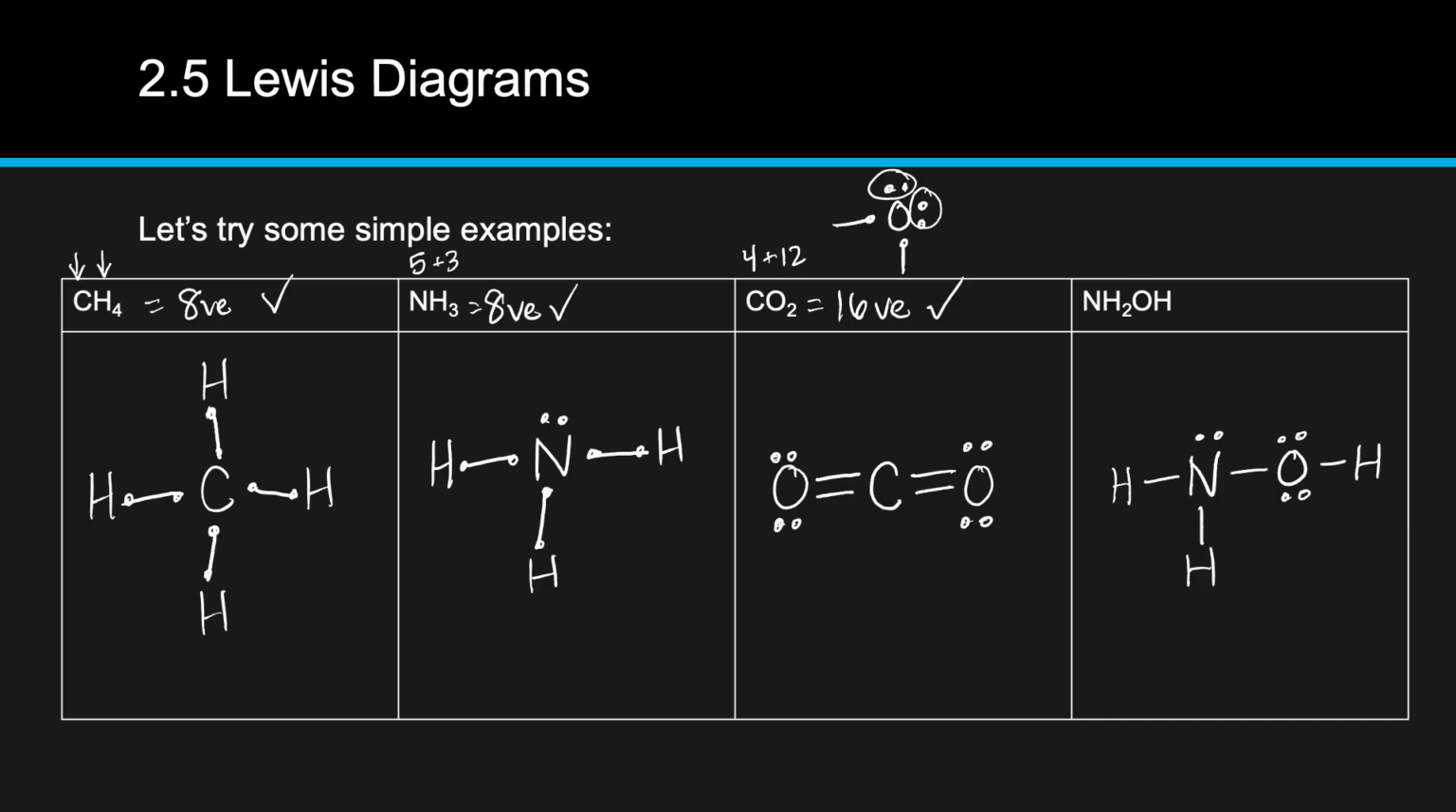But let's just check it just in case. We know nitrogen has 5. Each hydrogen has 1, so this would be 2. Plus oxygen has 6 valence electrons, plus that 1 hydrogen. We would have 5 plus 6 is 11, plus 3 would be 14. So we should have a total of 14 valence electrons. So 2, 4, 6, 8, 10, 12, 14. So this would be the correct molecule.